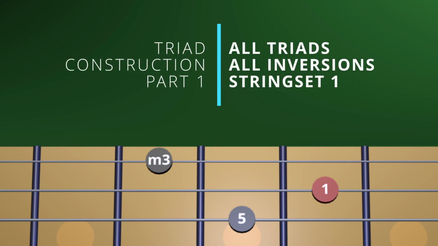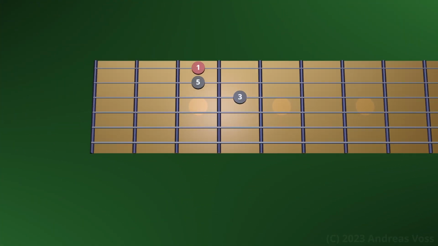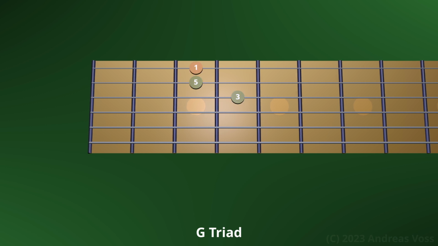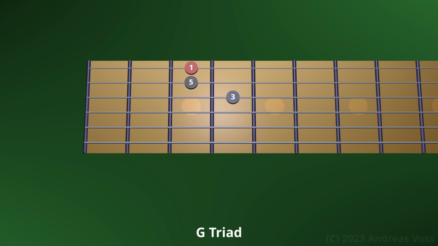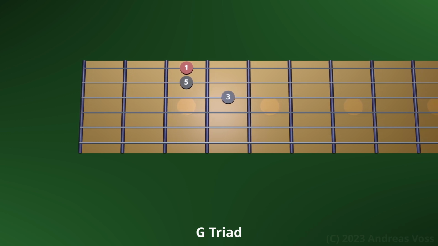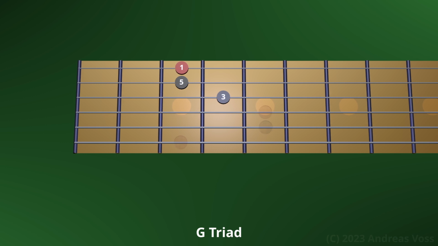Today let's look at how to construct triads on the top 3 guitar strings. Here's a G major triad. It consists of the root labeled 1, the major third labeled 3 and the fifth labeled 5. If you are familiar with bar chords, you will notice that this relates to the E shape.